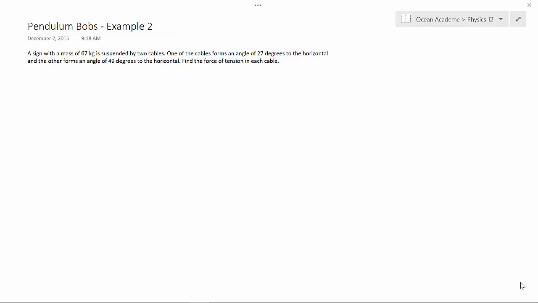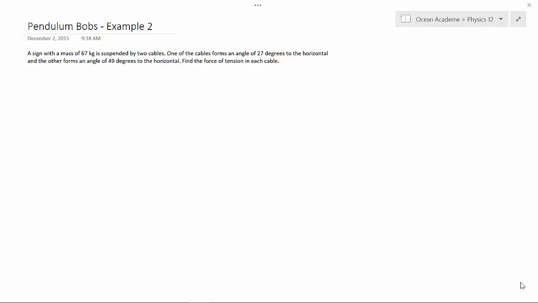Pendulum bobs, Example 2. A sign with a mass of 67 kilograms is suspended by two cables. One of the cables forms an angle of 27 degrees to the horizontal, and the other forms an angle of 49 degrees to the horizontal. Find the force of tension in each cable. Now, although this does not involve a pendulum bob, it is very similar.